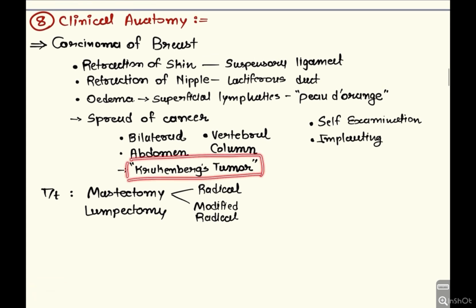As I also mentioned earlier, the medial quadrants also drain to the other side, so cancer can spread bilaterally. It can also spread to the abdomen and form Krukenberg's tumor. It is also connected with the veins of the vertebral column, so it can spread to the vertebral column too.